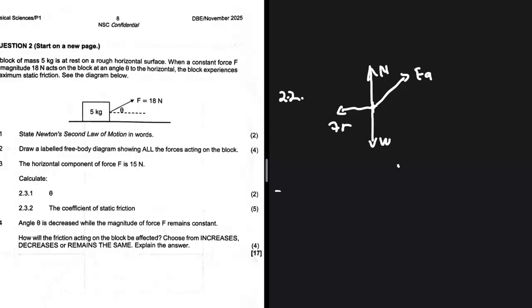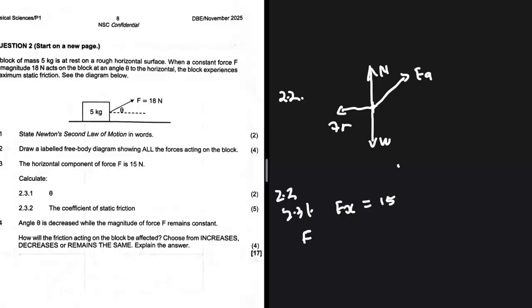2.3. 2.3.1. The horizontal component of the force F is 15 newtons. Calculate theta. Right, so we need to know what the horizontal component gives us. That is Fx. So Fx is equal to 15 newtons. I kid you not, someone will say Fy is equal to 15 newtons and everything will just fall apart. But anyway, Fx is equal to 15.